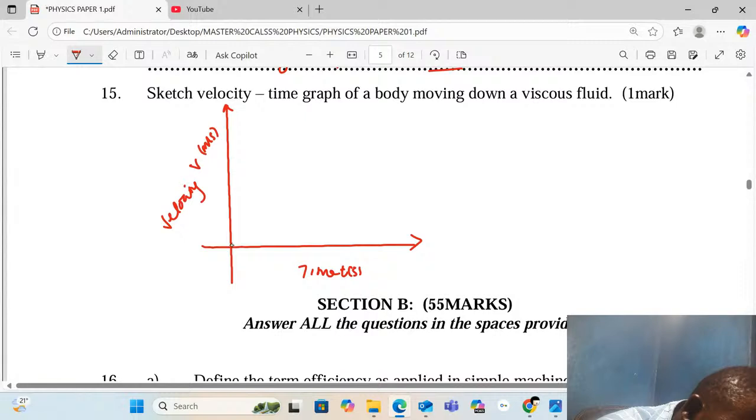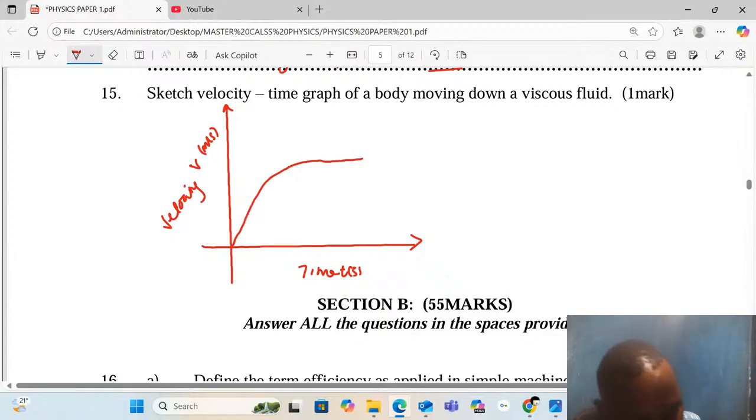So the body will move with an increase in speed up to a certain level. And this is to do with the balancing of the downward forces and the upward forces, so that we may get a certain velocity which is called terminal velocity.